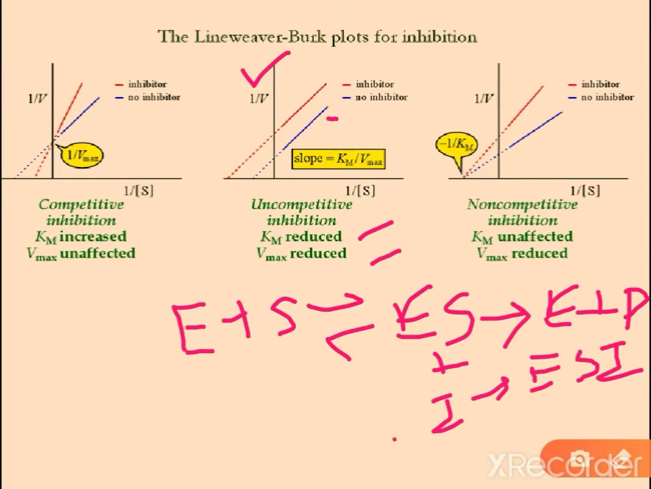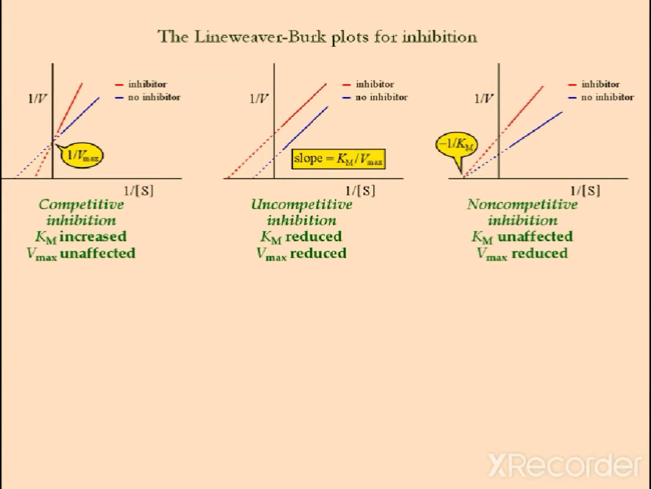So, that means in case of uncompetitive inhibition, the inhibitor binds with the enzyme substrate complex and not to the enzyme, not to the active site. They bind to the enzyme substrate complex. As they do not compete with the substrate, increasing the substrate concentration does not reverse the effect of the inhibitor.